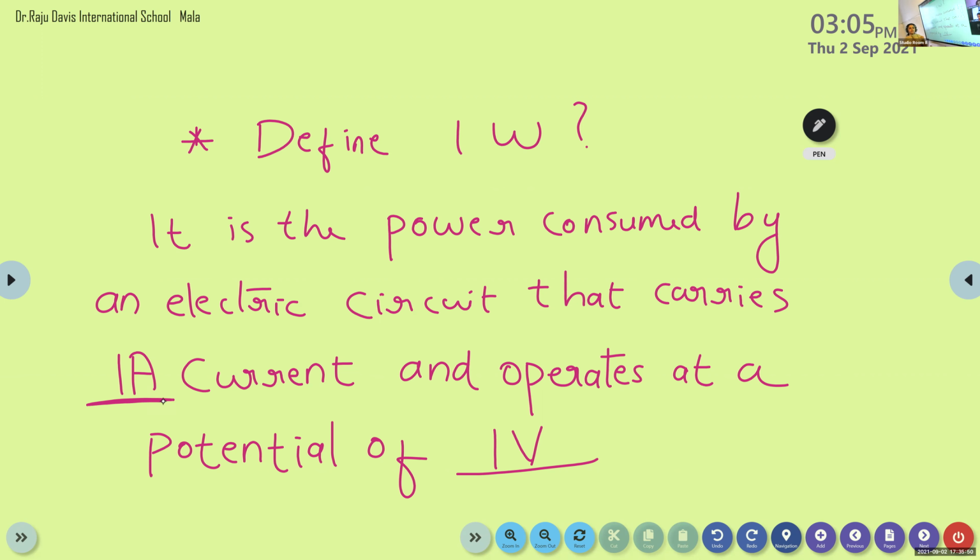So if the electric circuit is operated at a potential of 1 volt and it carries 1 ampere current, then we can say that that electric circuit possesses a power equal to 1 watt. So if an electric circuit possesses 1 watt, it needs to satisfy 2 conditions. What are the 2 conditions? It should operate at a potential of 1 volt and it must carry a current equivalent to 1 ampere. Is it clear?